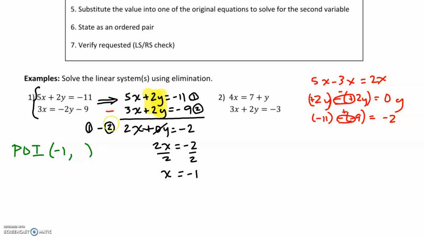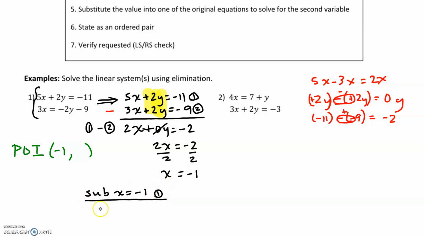Now we find our y value in step 5. Substitute the value into one of the original equations to solve for the second. Notice that's the same step we did in substitution, so we already know how to do this. We're going to sub x equals negative 1, and I'm going to choose equation 1.